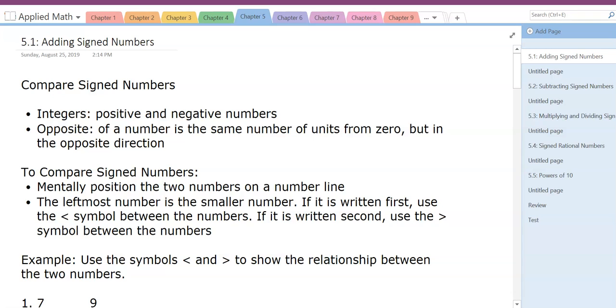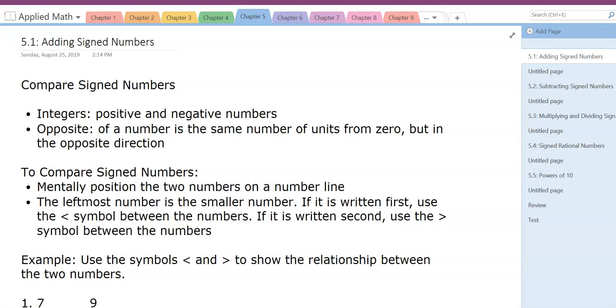So for this first section, we are going to be talking about how to add signed numbers. Signed numbers just means we're going to be adding positive and negative numbers. So you're going to be working with integers. We're going to be working with integers pretty much this entire chapter. So for today, we're going to get into adding. We'll then do subtracting separately, and then we'll do multiplying and dividing.